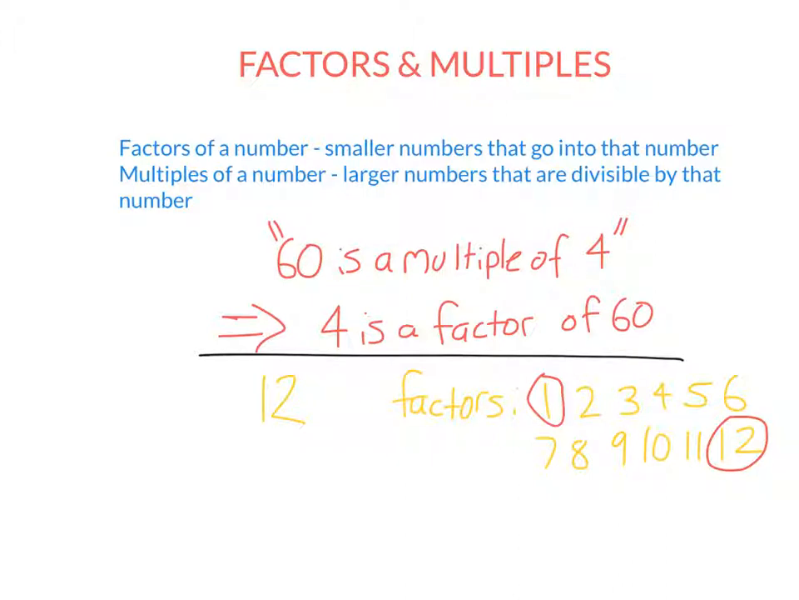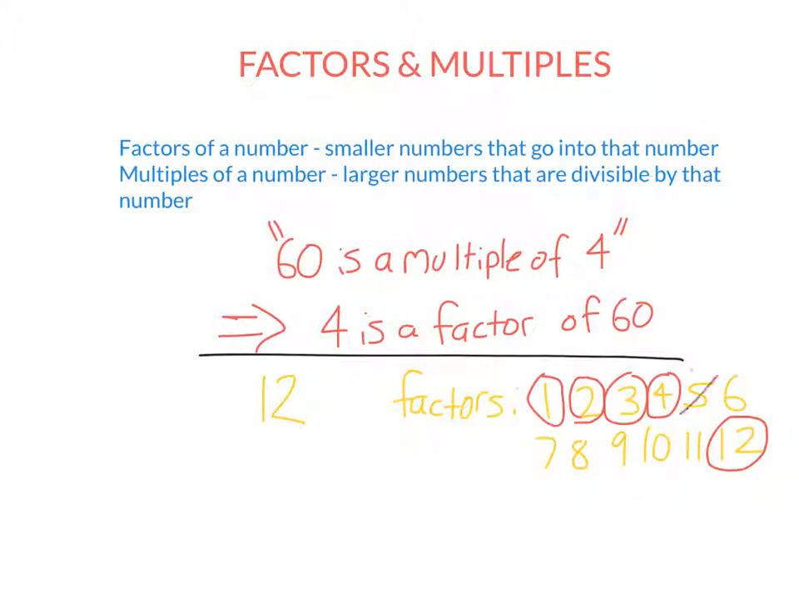So let's look at the number 2. 2 goes into 12 because if you divide 12 by 2, you get 6, a whole number. In other words, 2 is a factor of 12 because I can times it by another whole number to get 12. So 3, same deal. I can times 3 by 4 to get 12. So 3 is a factor of 12. Of course, 4 is a factor as well because you can times 4 by 3 to get 12. So 4 goes into 12.